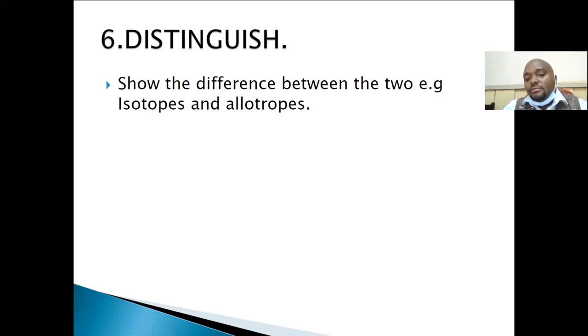While allotropes are different crystalline forms of an element in the same physical state. The term crystalline form must be present. If not so, you'll be wrong. Different crystalline forms of an element in the same physical state.